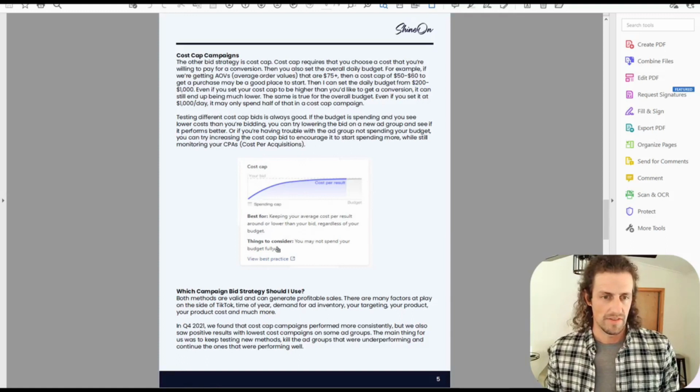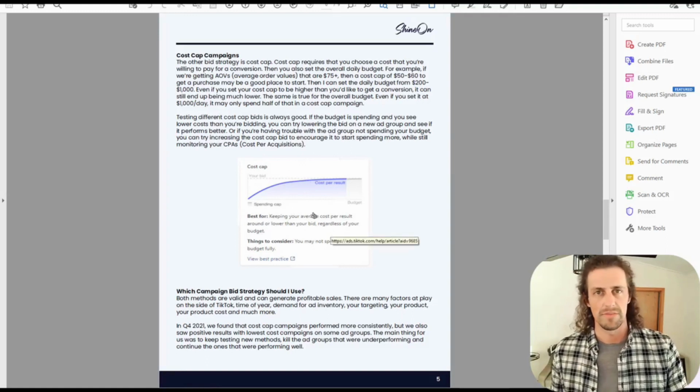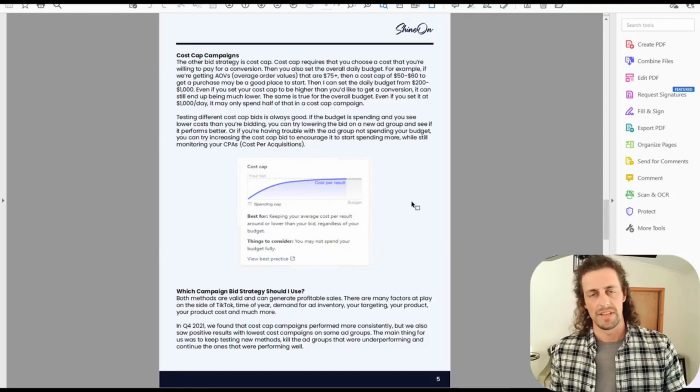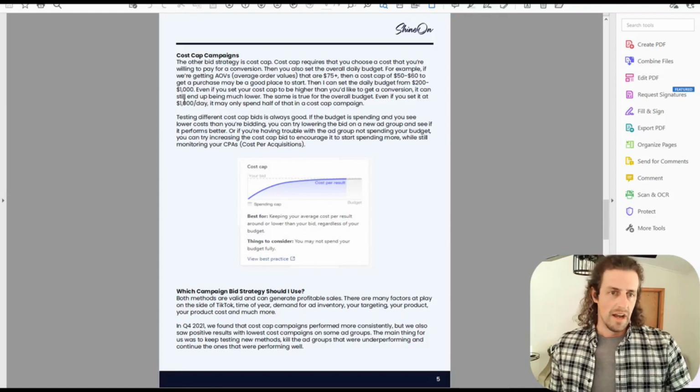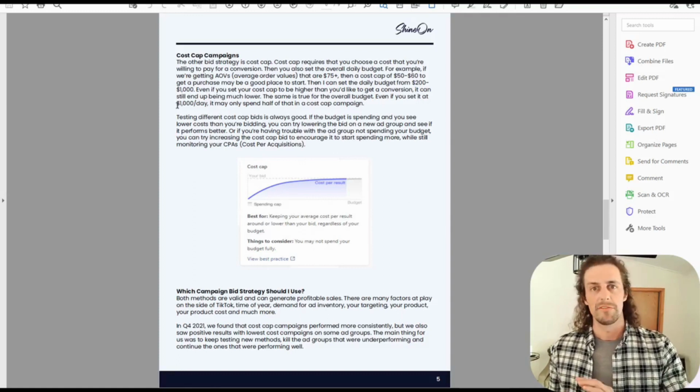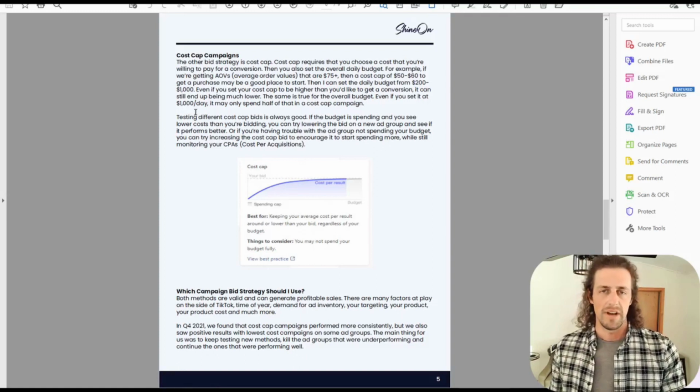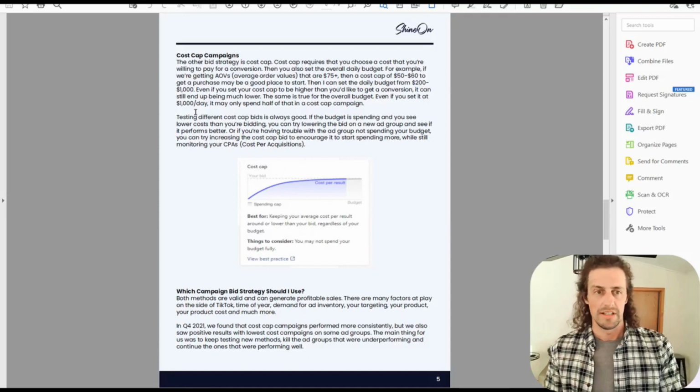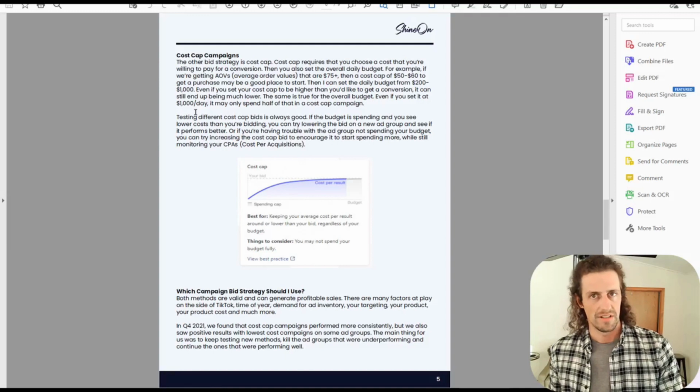And then here's a screenshot for that, and you can click on these images if you want to learn a little bit more about cost cap and different bid types. It says things to remember: you may not spend your budget fully. So that's an important thing to note here too. I know if I say $1,000 a day, some of you might think, wow, that's a lot of money, I can't afford that. And you don't have to start at a $1,000 a day budget. But even if you do, most of the time it's not going to spend the whole budget anyways.